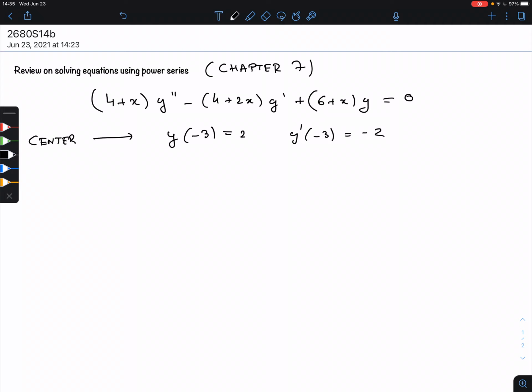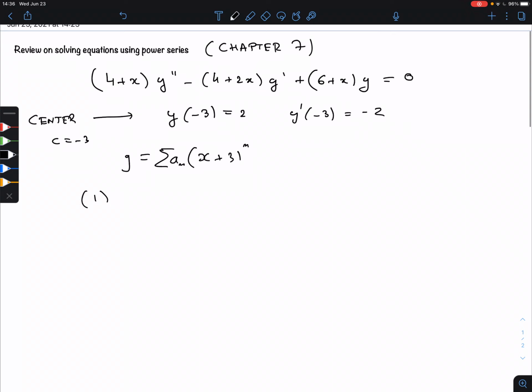So the first thing is that the initial conditions determine the center. If they don't mention the center, then you have to find it from the initial conditions, because you always have the initial conditions at the center. So the center here is minus 3. But be careful, that means we're going to look for a power series in x minus minus 3, so x plus 3. We are looking for a power series of this form.